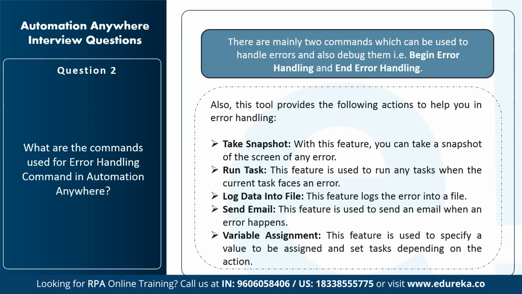Coming to send an email, this feature is used to send an email when an error happens. And coming to variable assignment, this feature is used to specify a value to be assigned and set tasks depending on the action. So guys, these were the commands used for error handling in Automation Anywhere, that is the begin error handling and end error handling with n number of features to let you perform different actions.